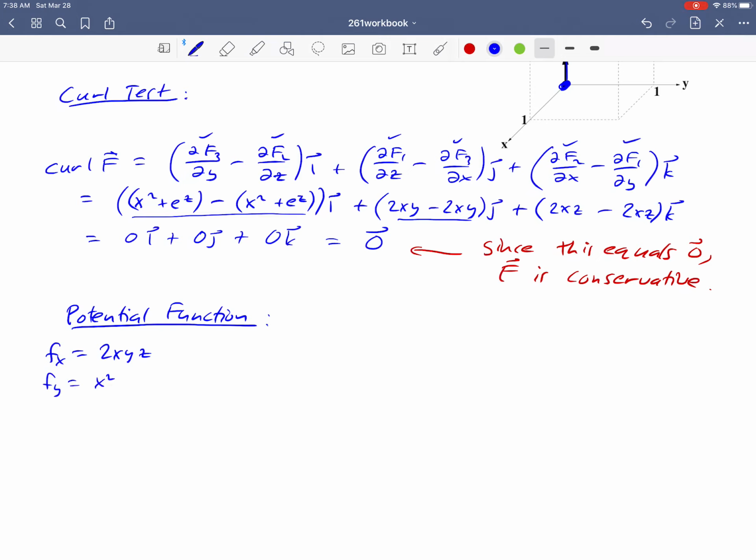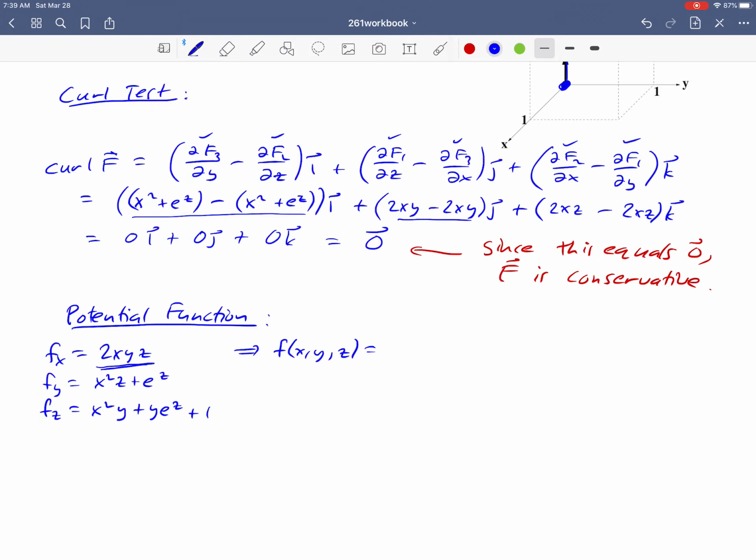Okay, so fx was equal to the first component, 2xyz. Fy was equal to the second component, x squared z plus e to the z. Okay, and then finally fz was our third component of our vector field, which looked like x squared y plus y e to the z plus 1. Okay, and we need to take those things one at a time and see if we can figure out the function f that produces those derivatives.